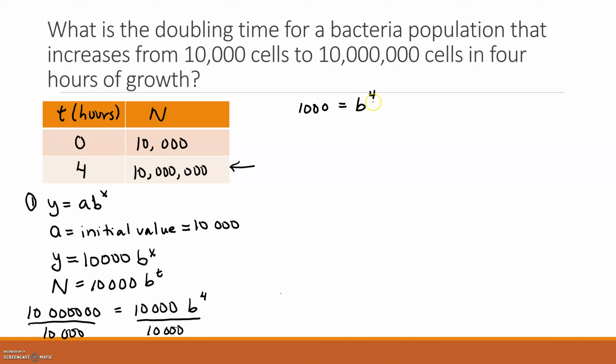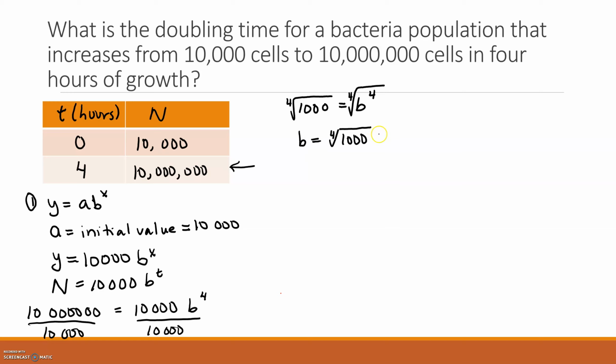So since we have b to the power of 4 and we want to find b, we need to take the fourth root of both sides of the equation. The fourth root undoes that power of 4, and you end up with b being equal to the fourth root of 1,000.